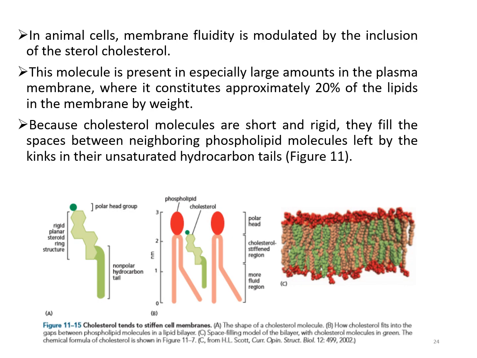Okay, in animal cells, membrane viscosity is modulated by the inclusion of the sterol cholesterol. This molecule is present in especially large amounts in the plasma membrane, where it makes up nearly 20% of the lipids in the membrane by weight. Because cholesterol molecules are short and rigid, they fill the space between neighboring phospholipid molecules left by the kinks in their unsaturated hydrocarbon tails, as you can see in the picture. In this way, cholesterol tends to stiffen the bilayer, making it less flexible as well as less permeable.